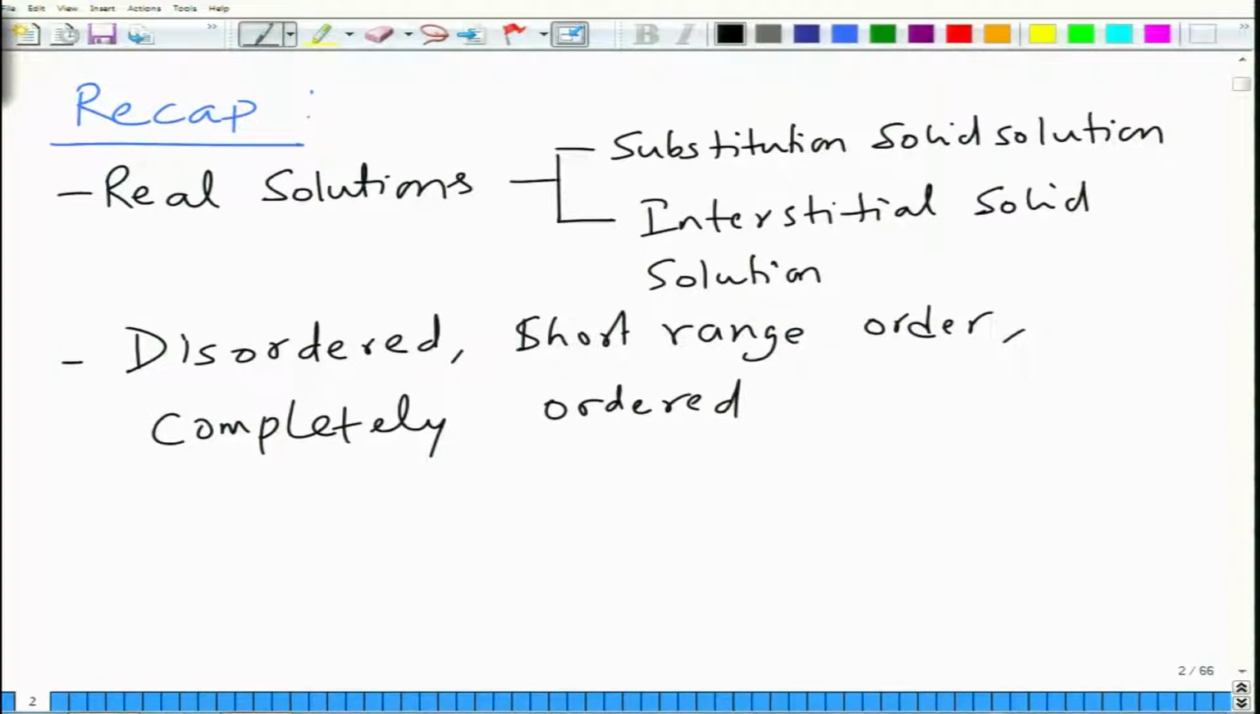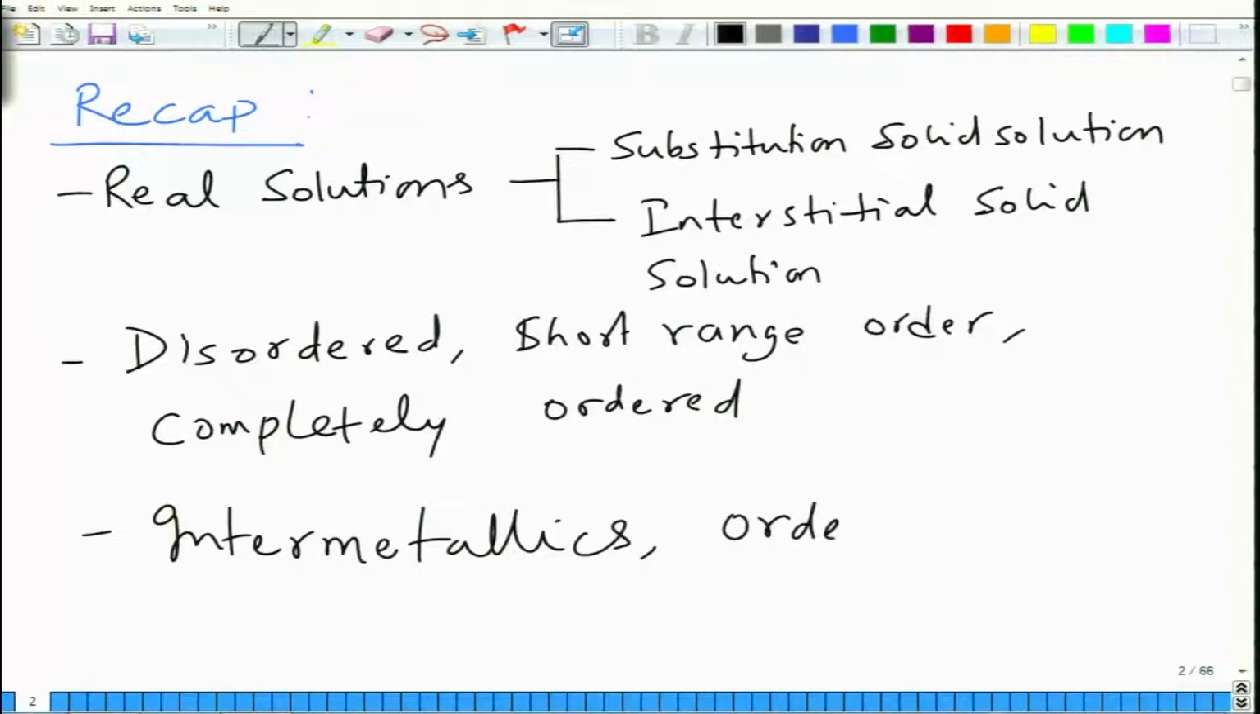Depending upon various factors, solutions may be disordered, they may be short range ordered, they may be long range ordered. And they may form various phases. These phases could be intermetallics, they could be ordered phases, and a variety of other phases.